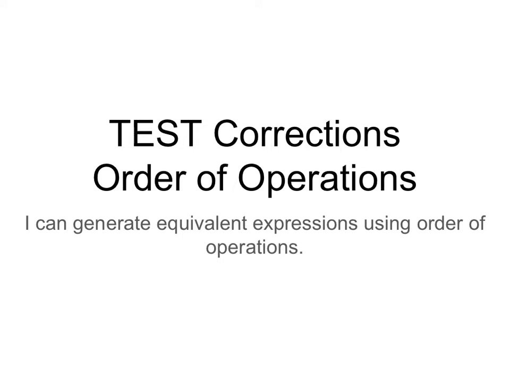Okay, so these are the test corrections for order of operation. This is the second part of your test, so make sure you're doing the correct one. Make sure that you have your data analysis and a sheet of paper so you could show all your work and show and explain your mistakes.